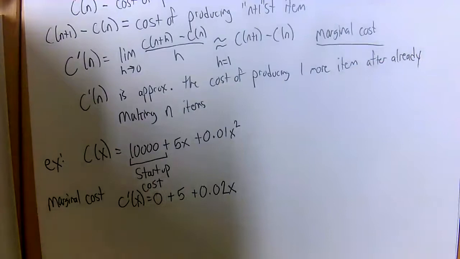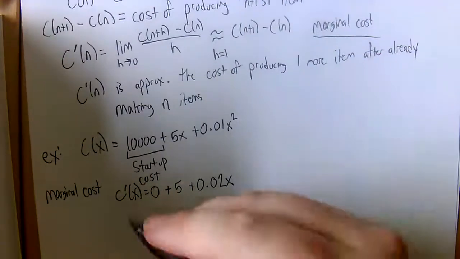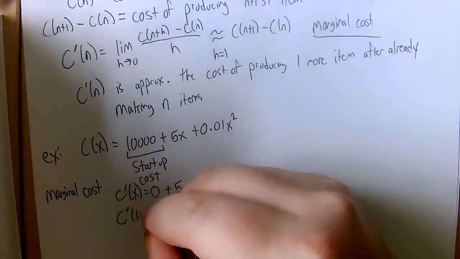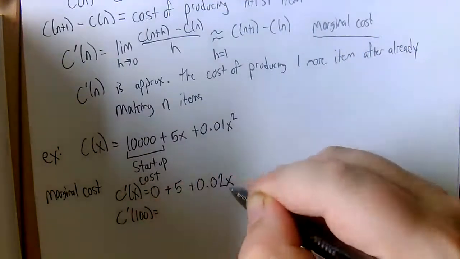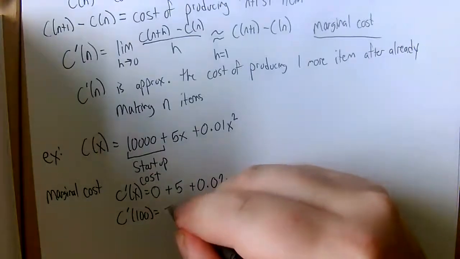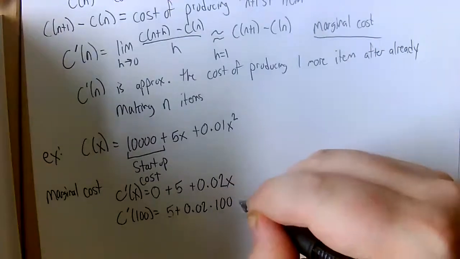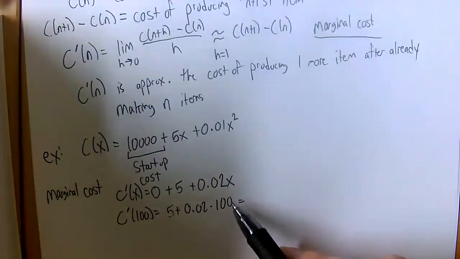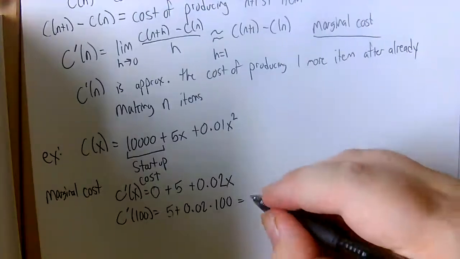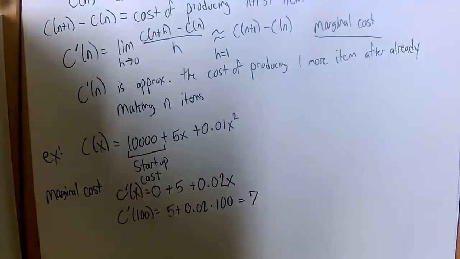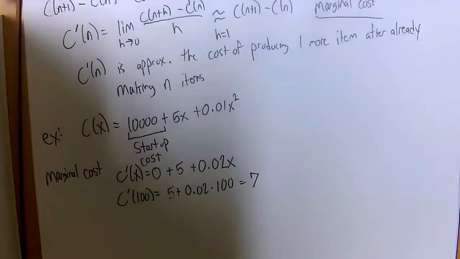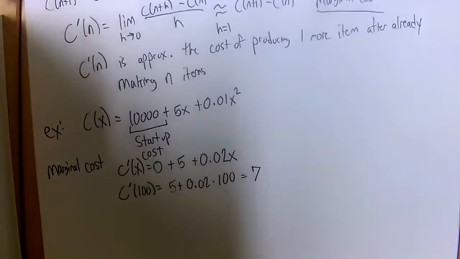So let's say we already made 100 items and we want to make the 101st item here. We can approximate how much that will cost to make that item by plugging 100 into this. So we have 5 plus 0.02 times 100. Well, 0.02 times 100 is going to be 2, and then plus 5 will be 7. So to make this 101st item, it's going to be about 7 units of money. This is what marginal cost can end up telling us.